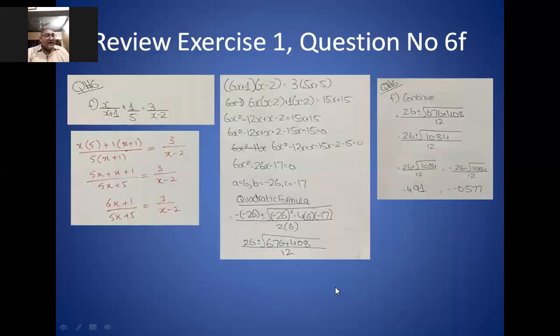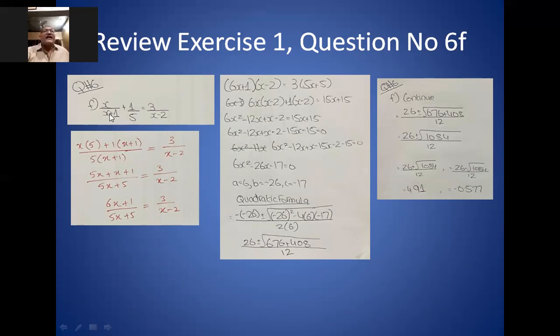In this, we have the equation x by x plus 1 plus 1 by 5 equals 3 divided by x minus 2. Here you can see clearly that there are 3 fractions, so you cannot cross multiply right now. First of all, I will take the left side and find its LCM. On the left side, there are 2 denominators. One is x plus 1, the other one is 5. Both of them can be in the LCM. So we have 5 into x plus 1, that's the LCM.